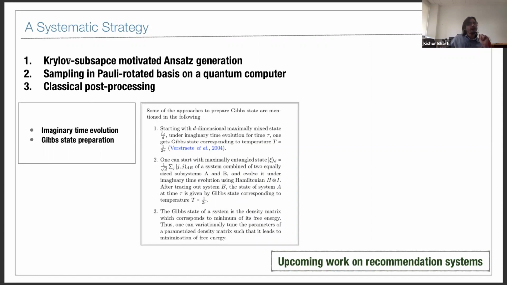If you see, there's this Krylov subspace motivated ansatz generation. The second step is sampling in a Pauli-rotated basis on a quantum computer, and then you have a classical post-processing, and then you are done. Each of these states can be very nicely studied, and you can make statements about them. And you will see more rigorous statements coming from us in future.